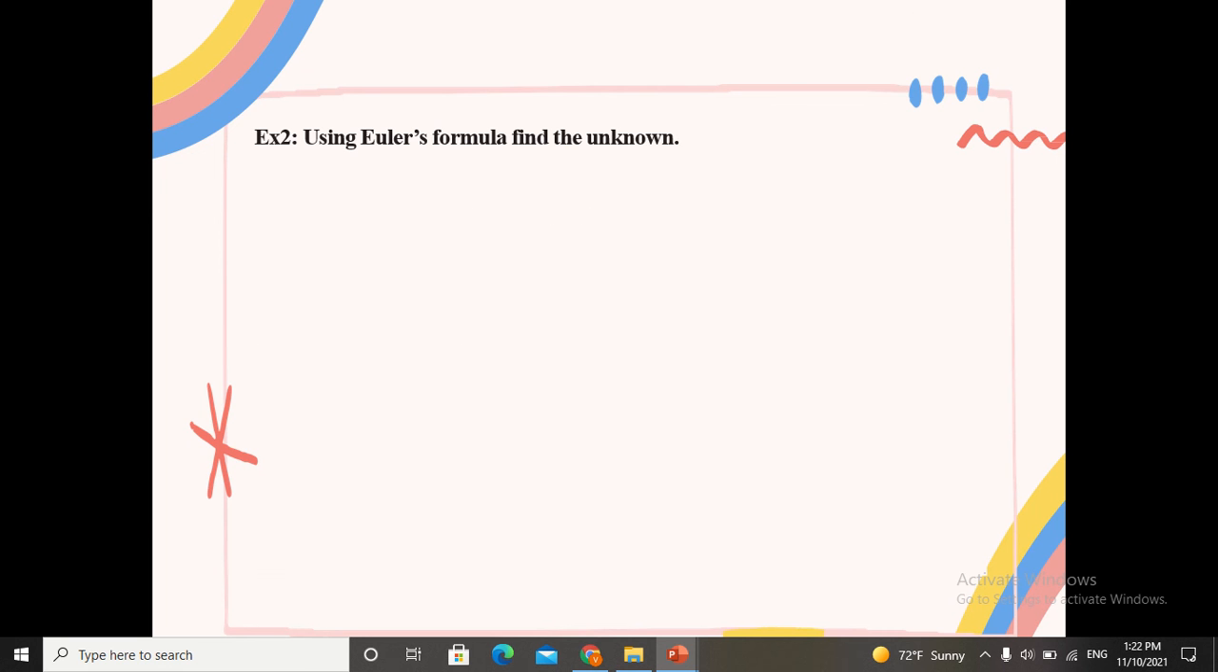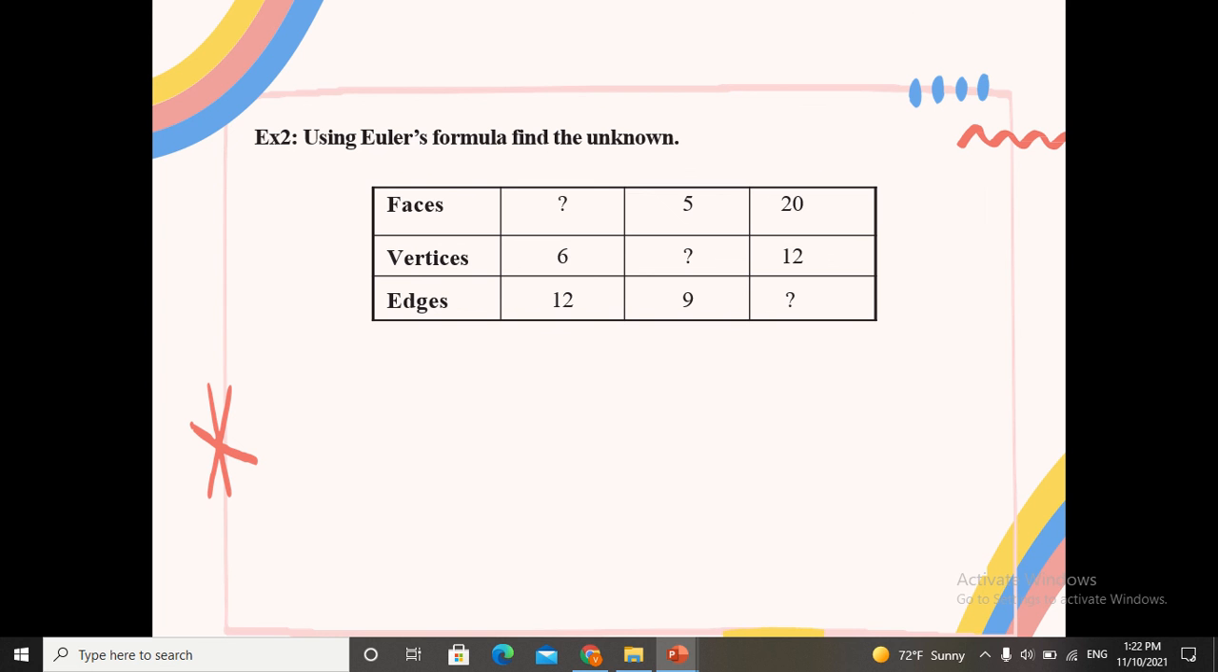Exercise 2. Using Euler's formula, find the unknown. Second, apply Euler's formula. We have F equals 8, V equals 6, and E equals 30. Face plus vertex minus edge equals 2. Apply Euler's formula.